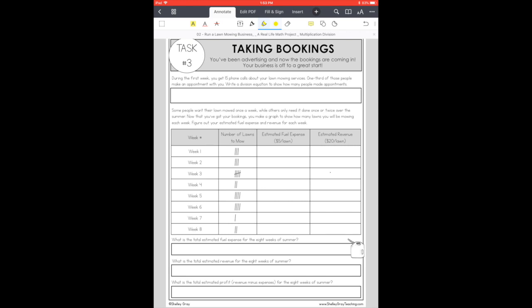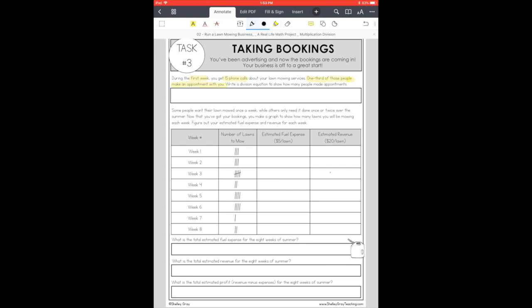Let's get started. So we've been advertising and now the bookings are coming in. Our business is getting off to a great start. During the first week, we get 15 phone calls about our lawn mowing services. 1/3 of those people make an appointment with you. Write a division equation to show how many people made appointments.